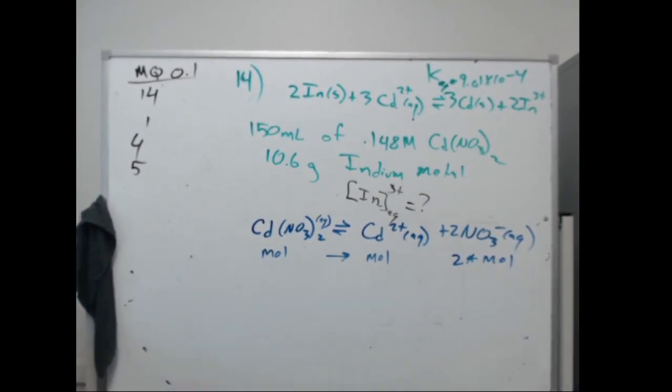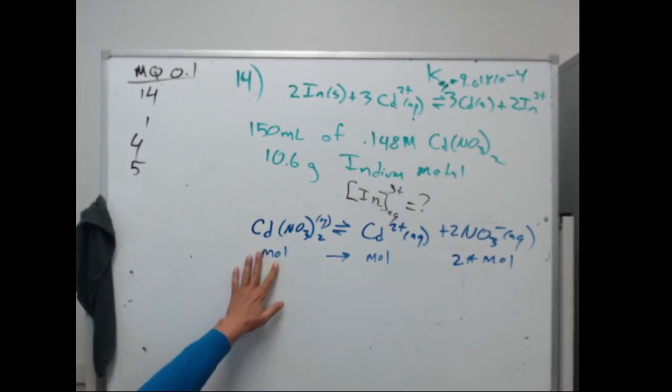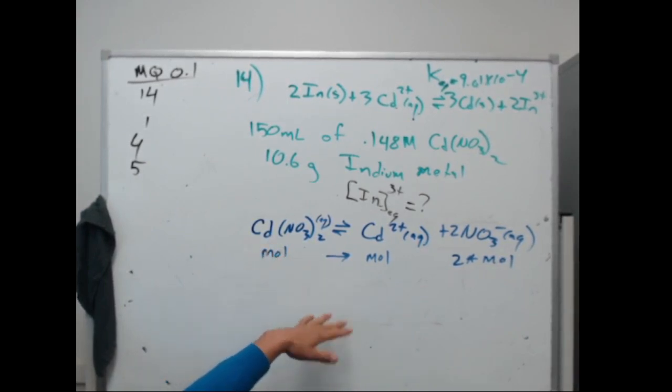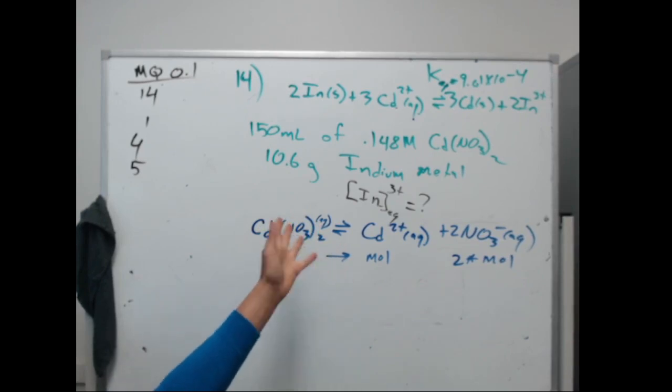I'm going to get twice as much nitrate. Number 14 from 0. Which class? I'm in 124. Okay, so we'll get to that in just a moment. So we've got this, right, because it's a 1-to-1 ratio for the cadmium nitrate to cadmium, every mole of cadmium nitrate is going to be a mole of cadmium ions in solution, so that concentration is going to be the same.